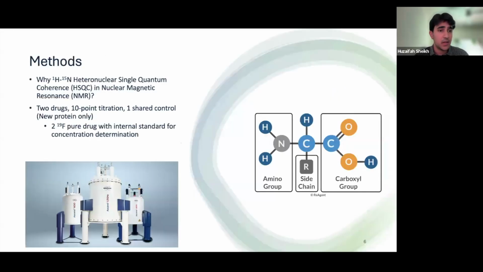So the methods of the research, why are we using 1H15N heteronuclear single quantum coherence HSQC in nuclear magnetic resonance? So HSQC reveals single bond coupling between protons and tagged nitrogen, and all amino acids, as shown here, have one NH bond, one backbone NH bond. And so what that does is it tells us much more detailed information about how the chemical environment shifts as opposed to whether the ligand is binding or not.